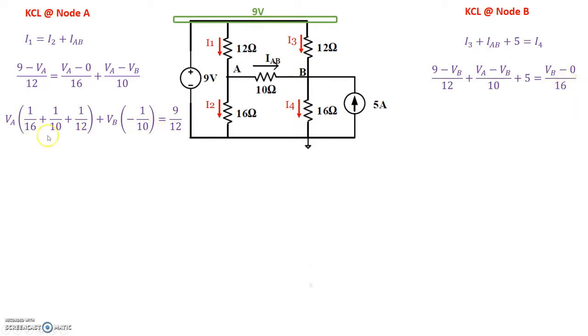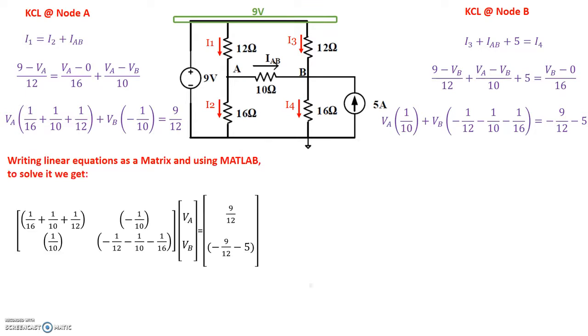Now we'll rearrange VA and VB just like what we did in the node A analysis. After we do that, we end up with this expression right here. These are simple enough expressions with two unknowns and two equations, so we could simplify them using basic algebra, but in order to gain practice with MATLAB, we'll write these linear expressions as a matrix and then use MATLAB to solve them. So let's write those as a matrix.